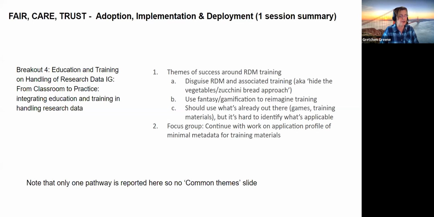Also ideas about how to do creative gamification, and a lot of ways for reimagining how to conduct training in this space. So there's a lot of things already out there, but how does it apply, and how does it map into the research data environment?